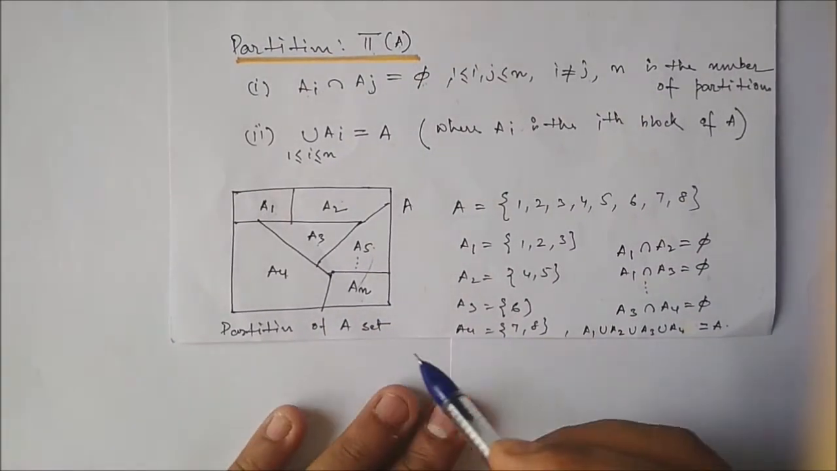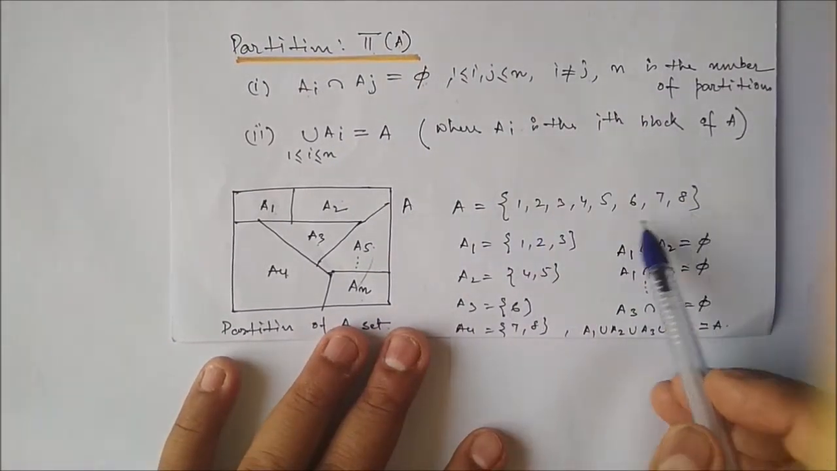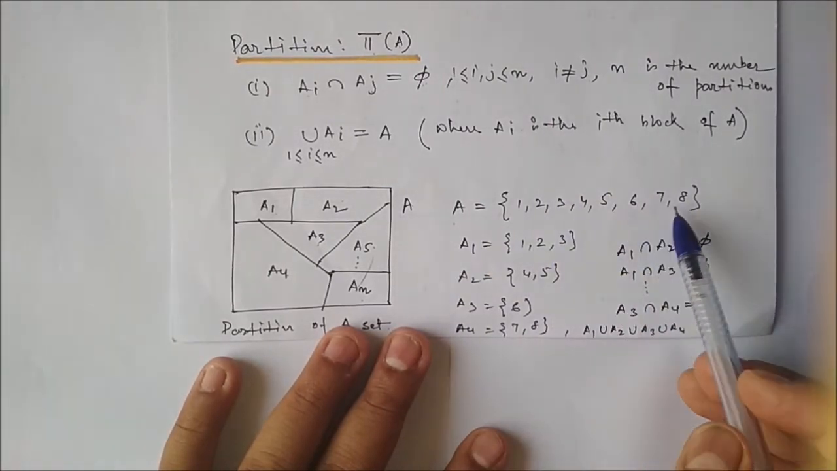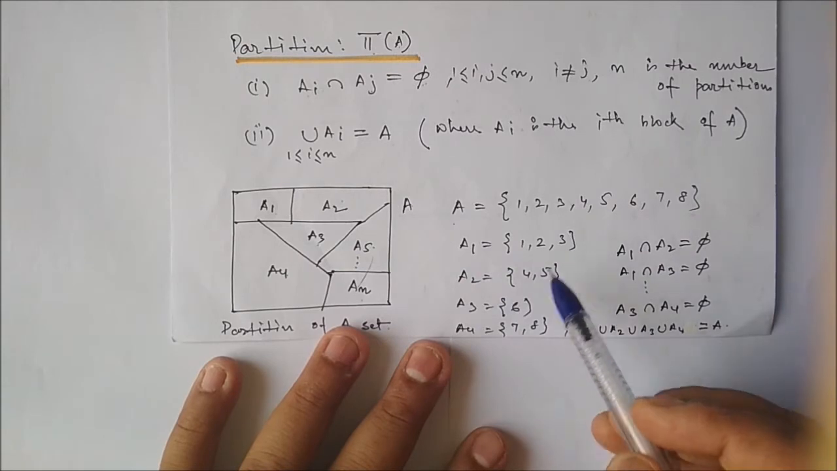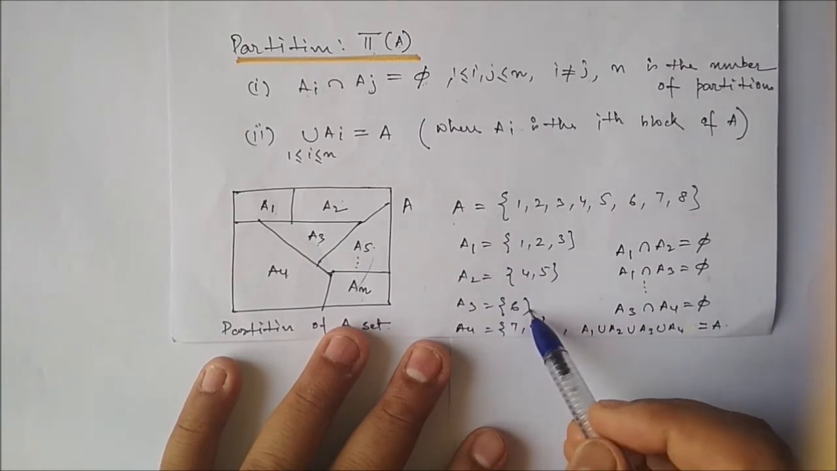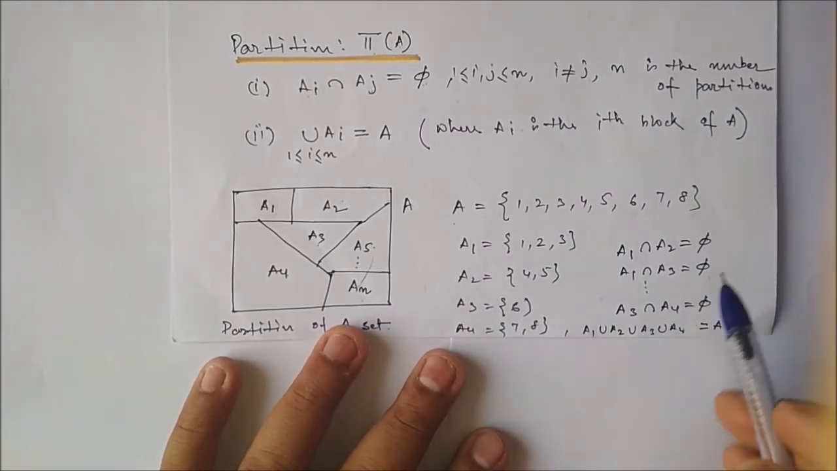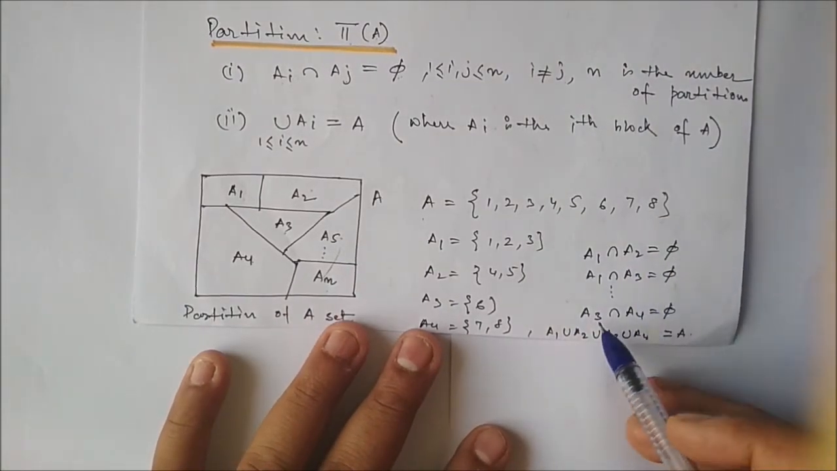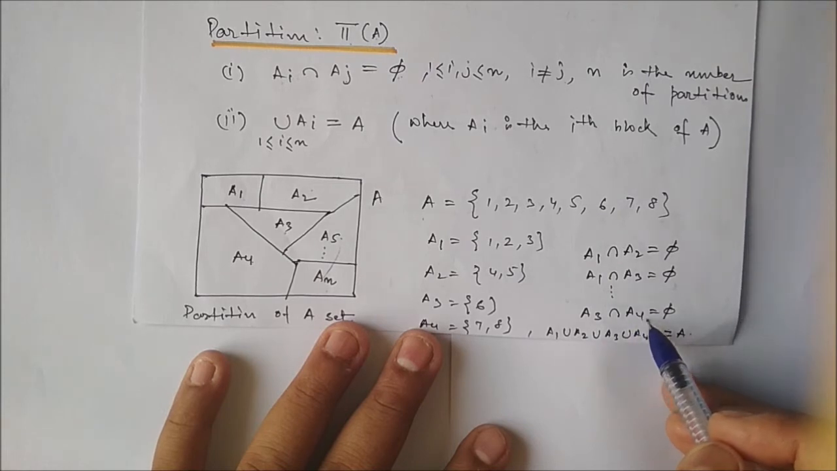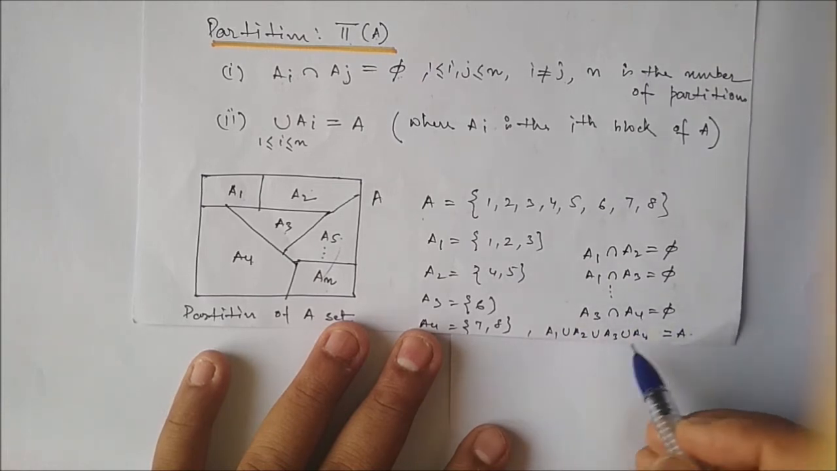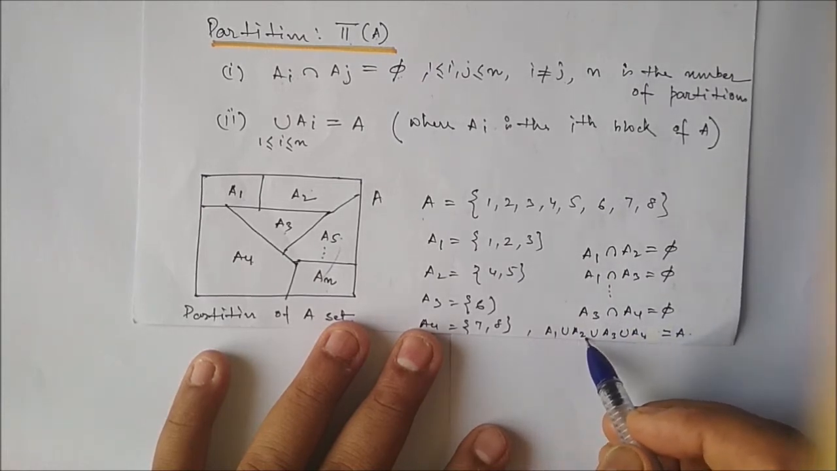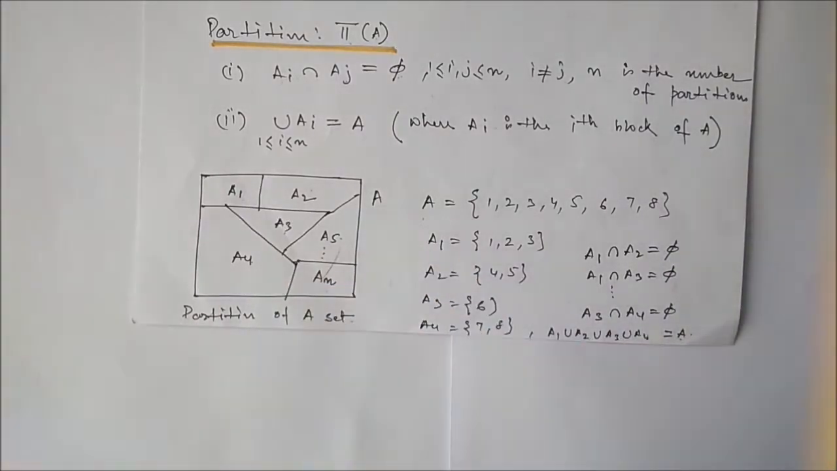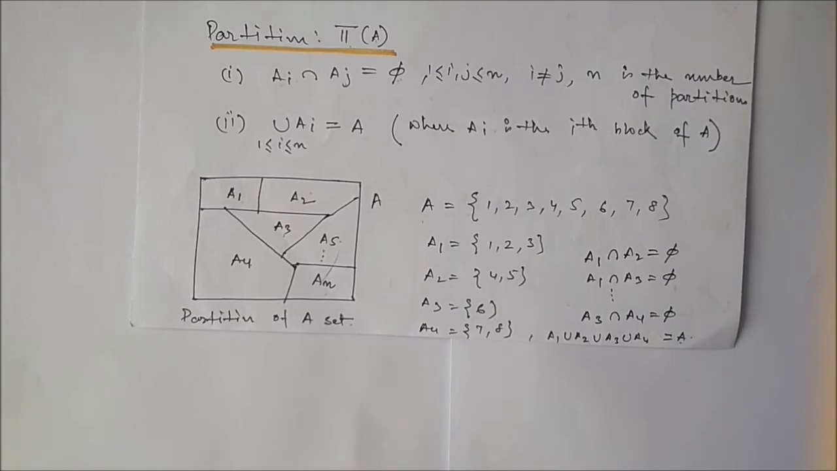So we can see one example, partition of a set. The universal set A is 1, 2, 3, 4, 5, 6, 7, 8. Let A1 be 1, 2, 3, A2 be 4, 5, A3 be 6, and A4 be 7, 8. So if you intersect A1 with A2, it should be null, A1 with A3, null. Likewise A3 with A4, it should be null. But if you take the union A1 union A2 union A3 union A4, the output will be A, that is the whole set. And definitely it will be true.